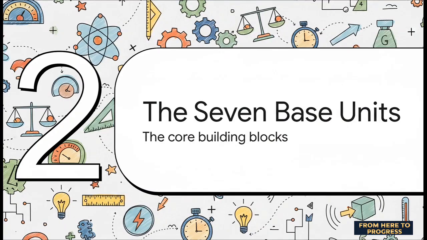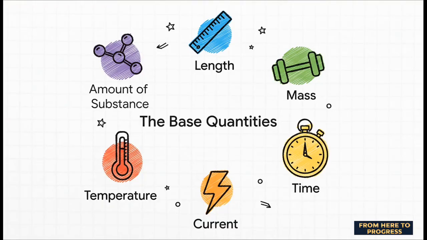All right, let's move on. The 7 base units. Now this is where things get really cool. You might think we need a zillion different units for all the things we can measure in the universe, right? But it turns out we can describe pretty much everything with just a handful of them. These are the absolute building blocks of measurement. And here they are, the magnificent 7.